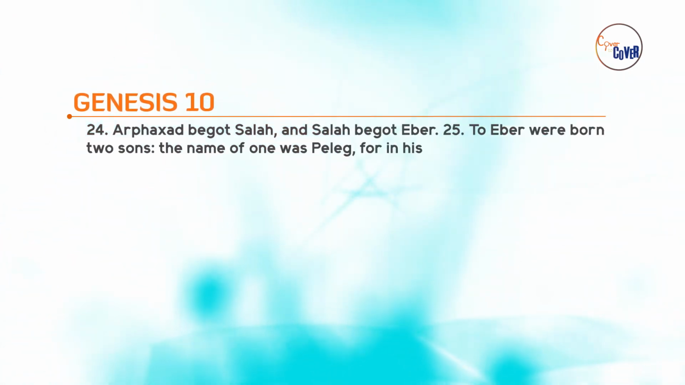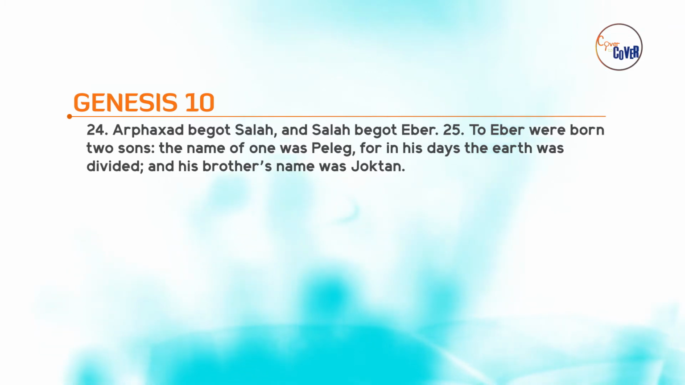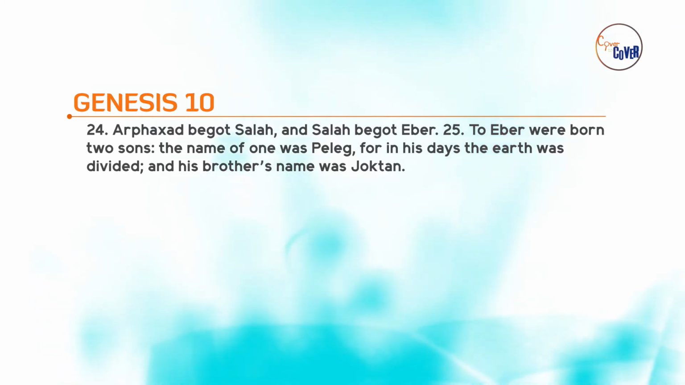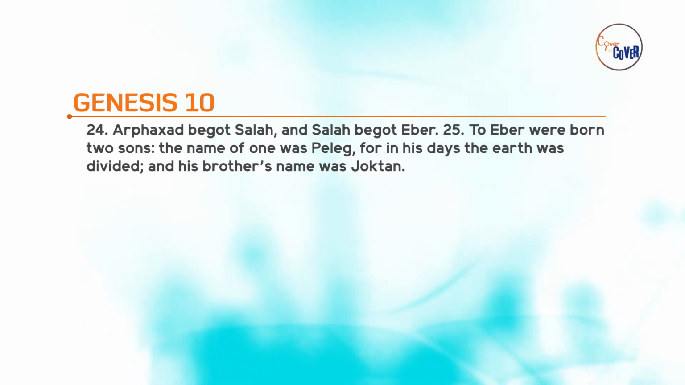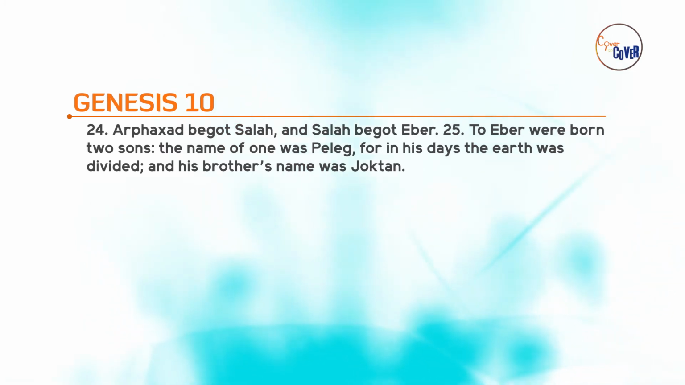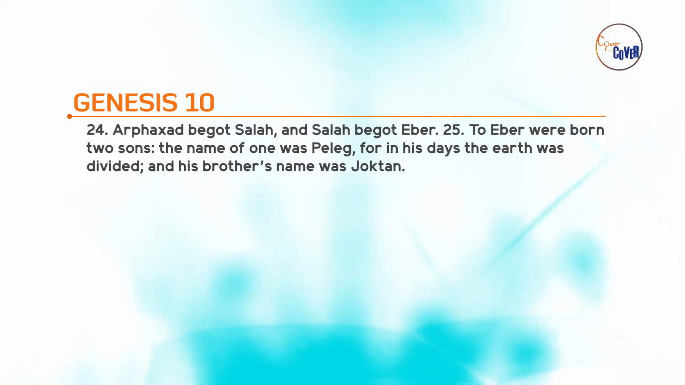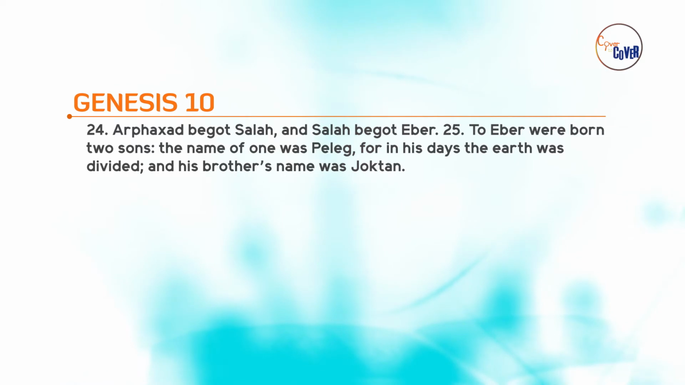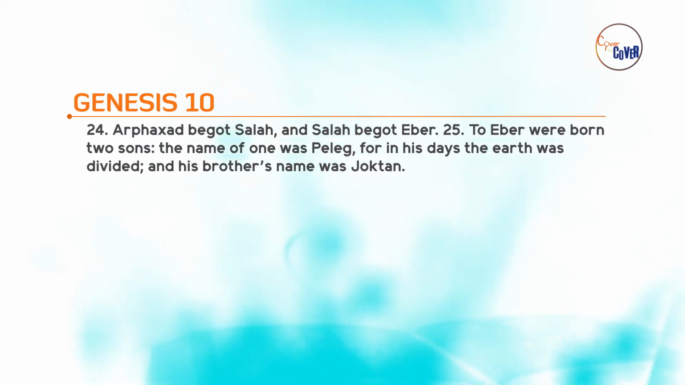The sons of Aram were Uz. We have Hul, Gether, and Mash. Arphaxad begot Salah. Salah begot Eber. We got the word Hebrew. To Eber were born two sons. The name of one was Peleg, for in his days the earth was divided, and his brother's name was Joktan. Now let's follow a bit there.